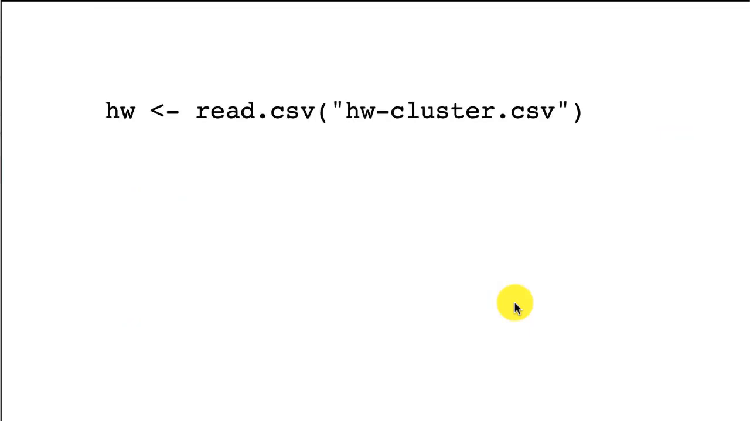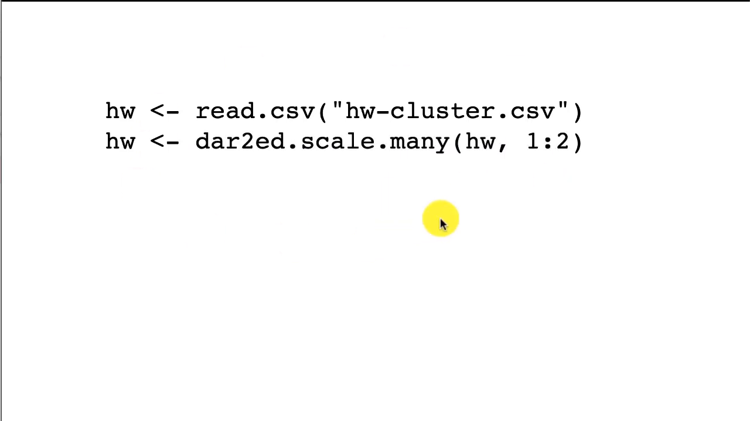So here the data set that you're going to use is hwcluster.csv. This has the same data that I've been discussing till now, the age and height data. And first of all, as we already know, you need to scale the data so that a particular attribute doesn't dominate all your clustering decisions, right? So dar2ed.scale.many, hw, and the first two columns. The data set has only two columns.